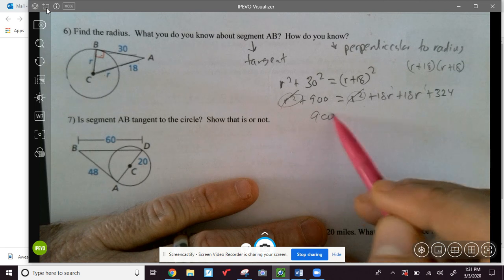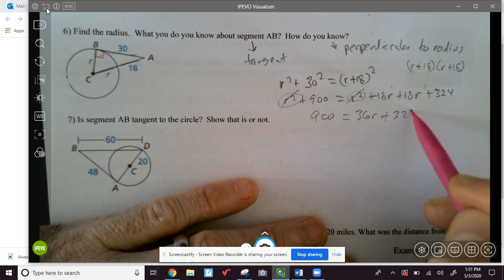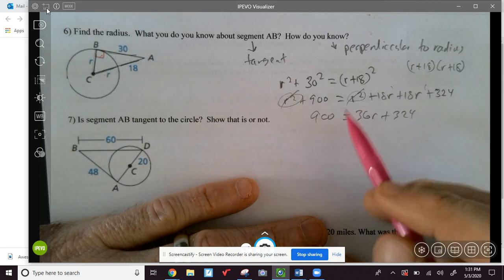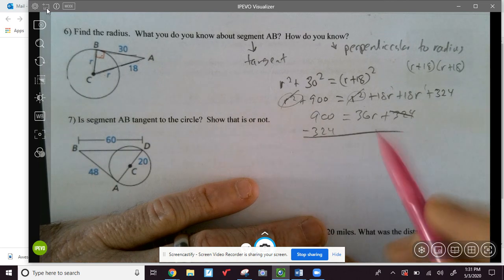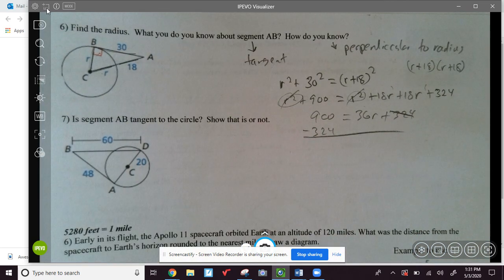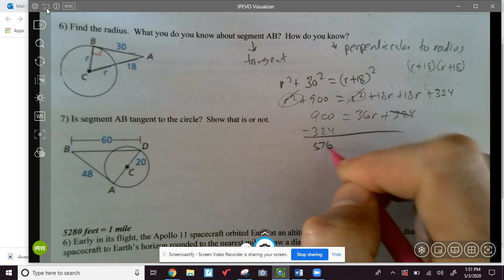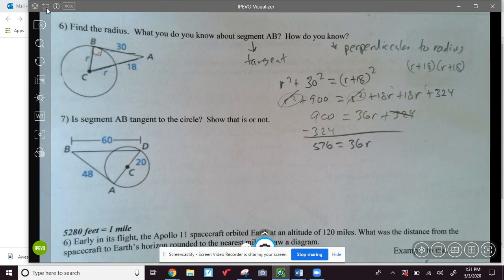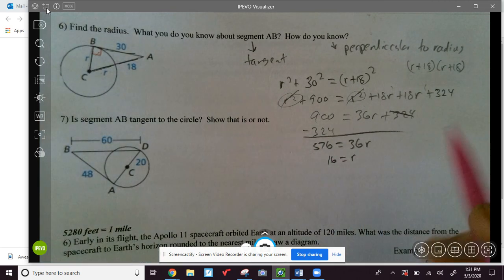So 900 equals 36r plus 324. Subtract 324. So I'm going to go over here. I got 576. Divide that by 36. So the radius is going to be 16.